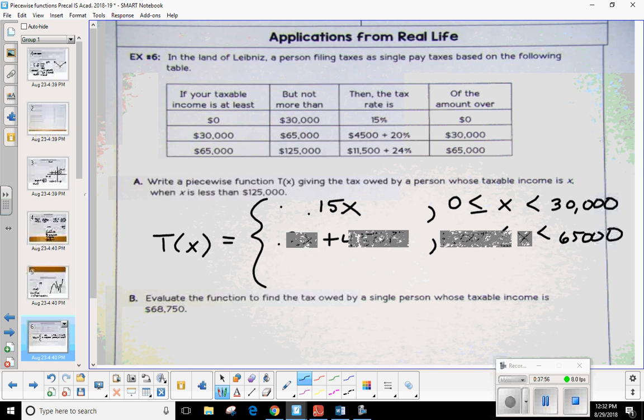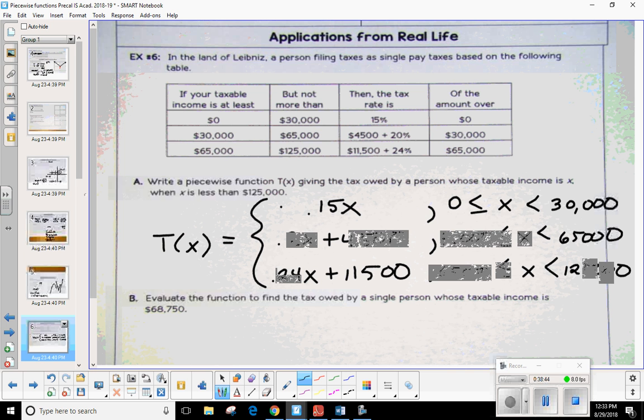And now we have one more to go. What's the last interval? 65,000 to 125,000, and put x in the middle. So again, how is this going to work? What should I put between x and 65,000? Less than or equal to. And then to the right, just less than, but not more than, so we don't include that. And what about my expression? What's the percentage we take now? Now we're taking 24%, so 0.24x plus 11,500.